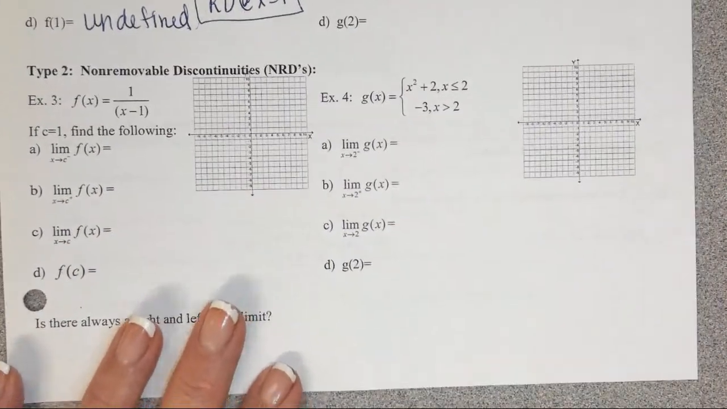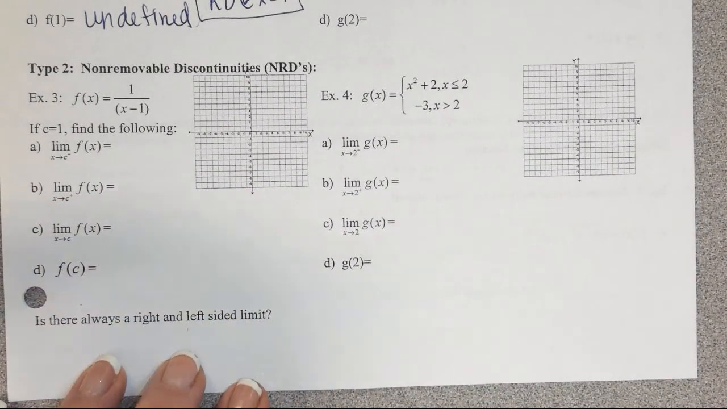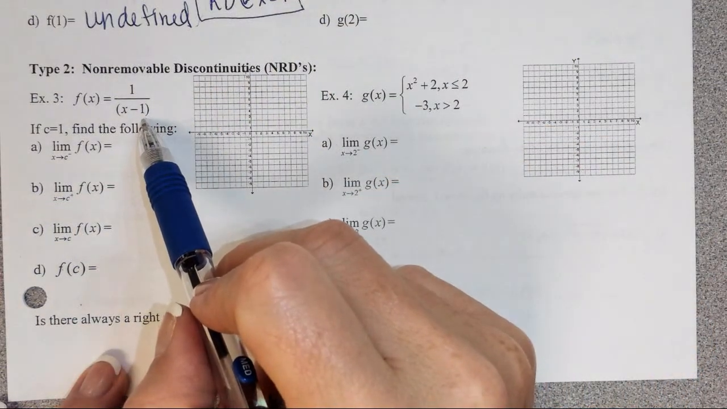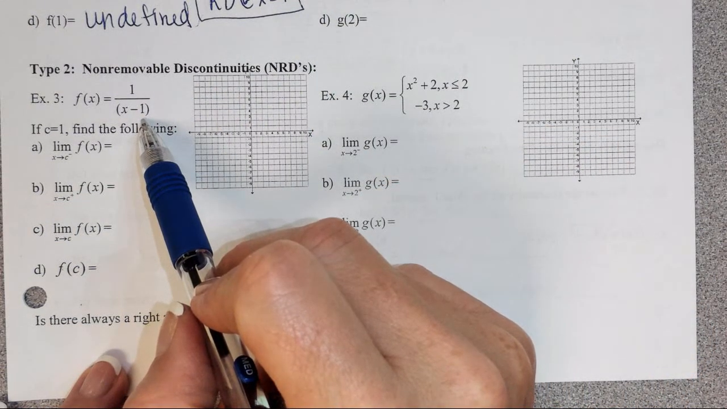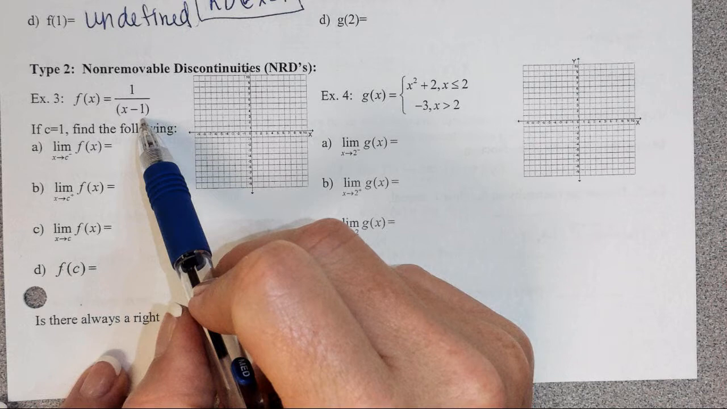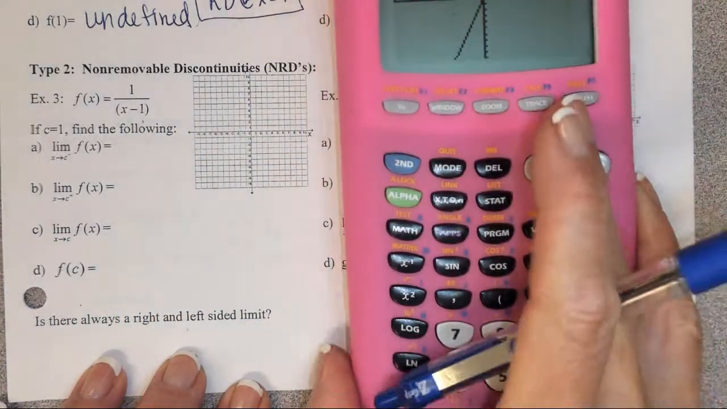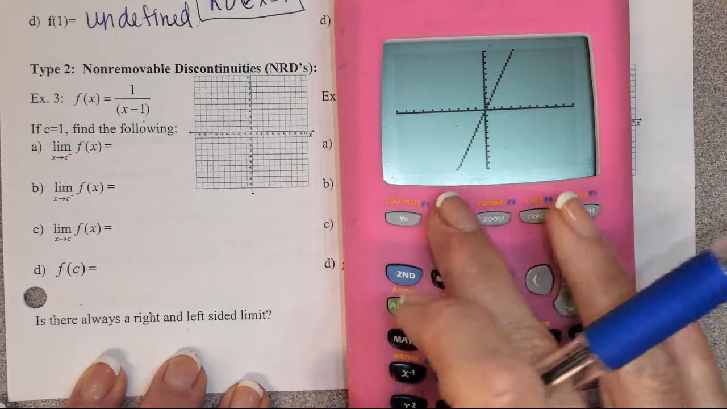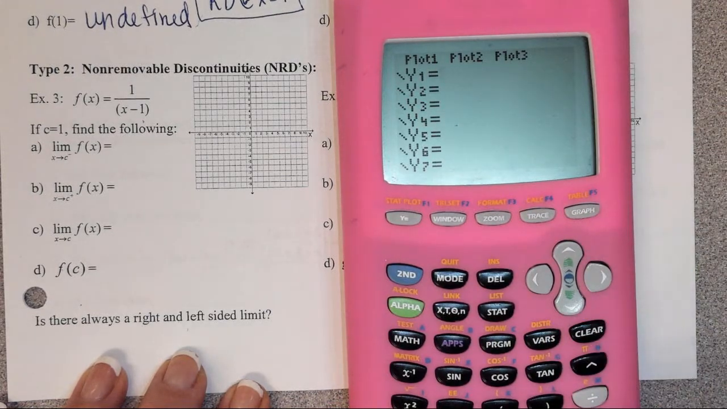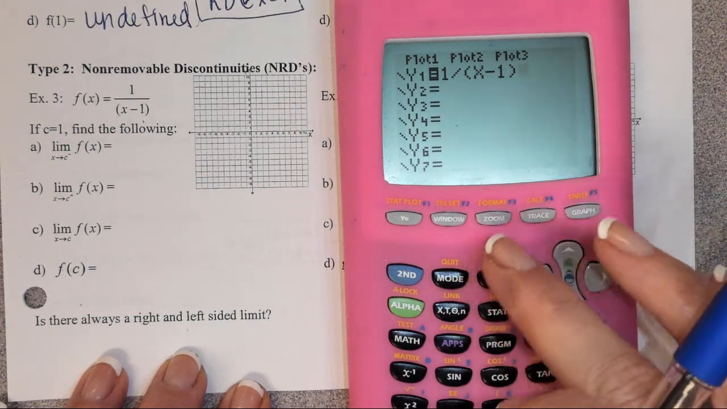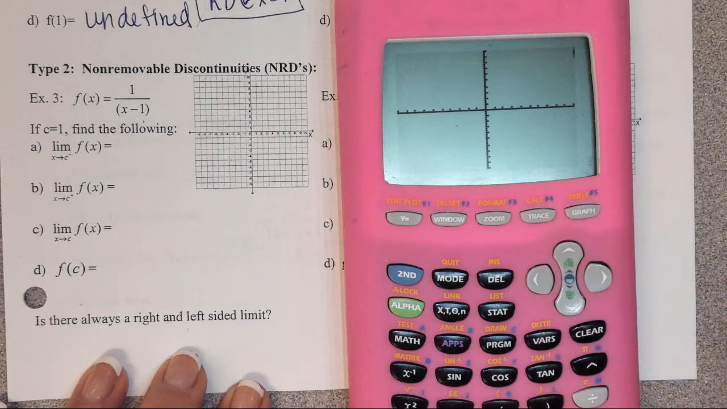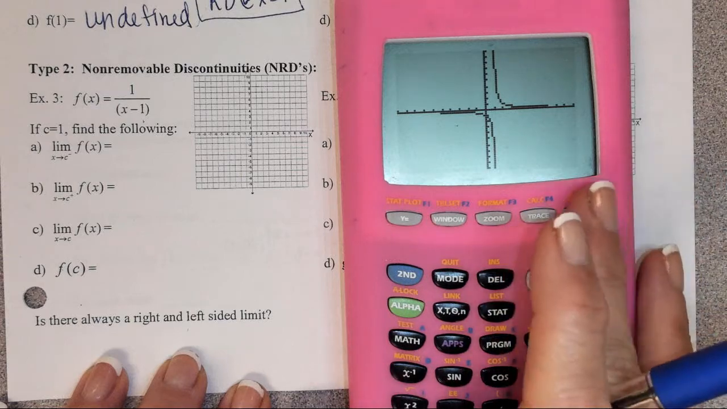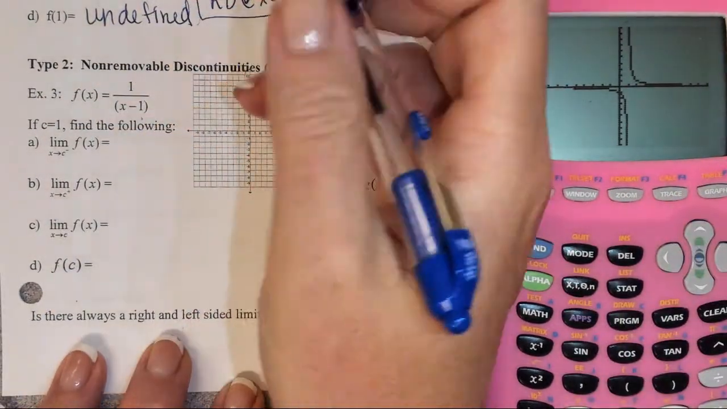All right, now let's look at a non-removable discontinuity. So, do we know what this looks like? Does anybody know? Not sure? Okay, if you're not sure, then we can go to the graphing calculator. Let's go to y equals. Maybe you have something in mind as to what it looks like, and hopefully what you're thinking is this. Okay, so some of you kind of have an idea it might be that. Okay, that's the reciprocal function there.